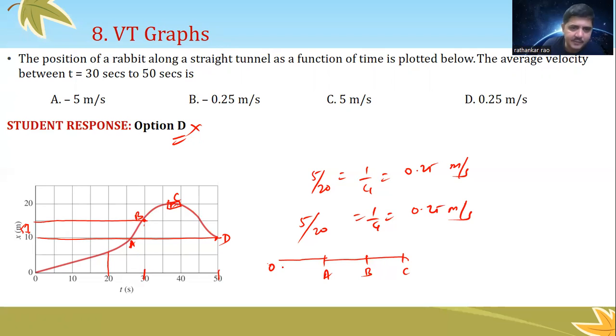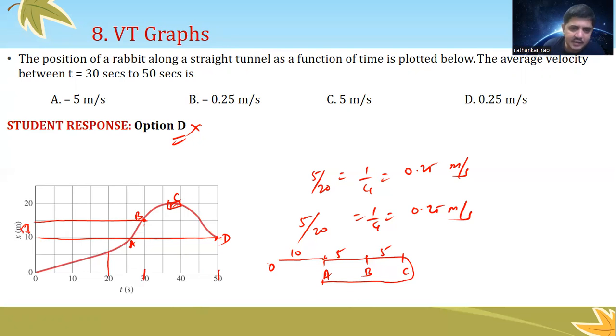So from O to A, what was the distance? 10 meters. A to B distance? 5 meters. B to C, once again 5 meters. Then from C to D, it took a turn like this and came back to A here.